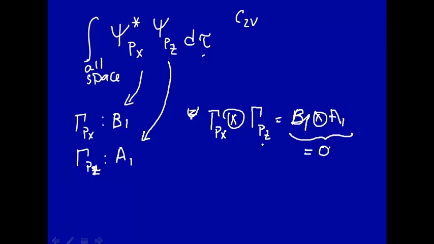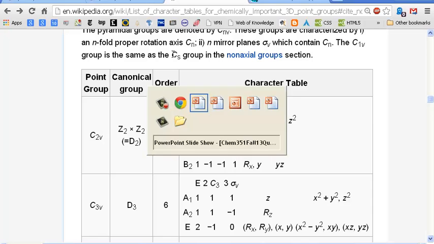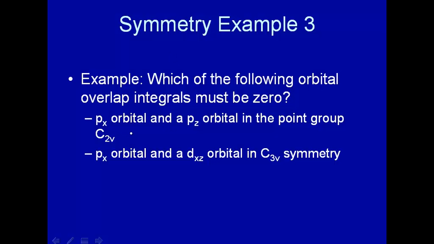They have different irreducible representations, and so what that means is, since the irreducible representations form an orthonormal set, they're orthogonal, when you multiply them together you'll get 0. So we know immediately that the overlap integral for the px and the pz is equal to 0. So the answer to the first question must be 0. Yes, this must be 0.